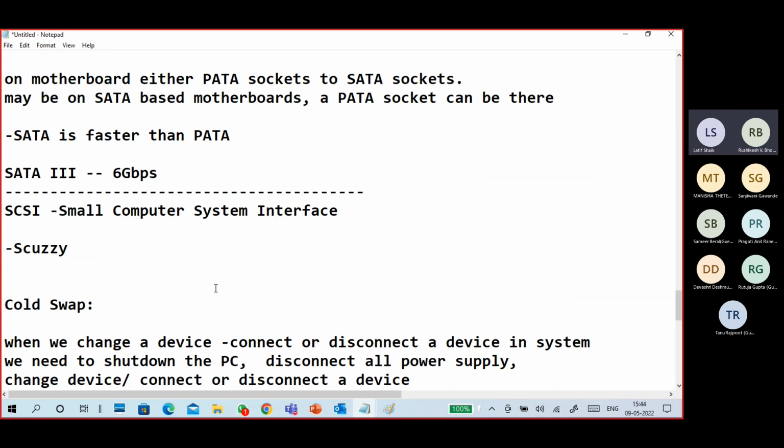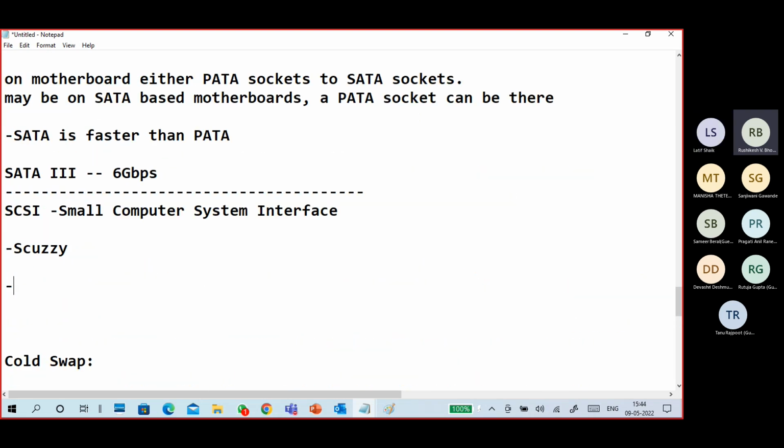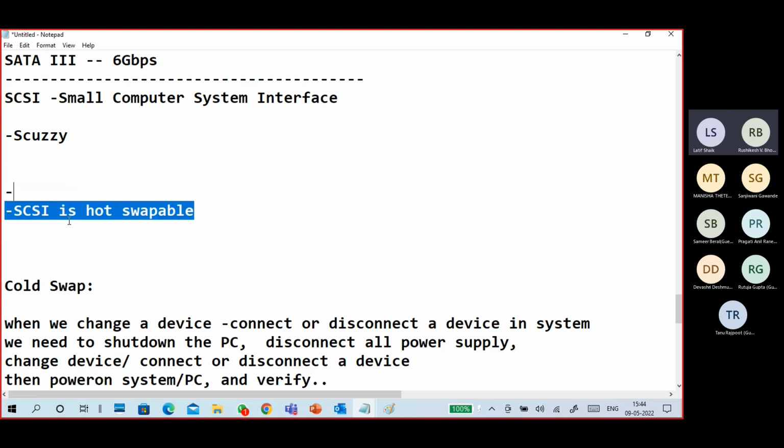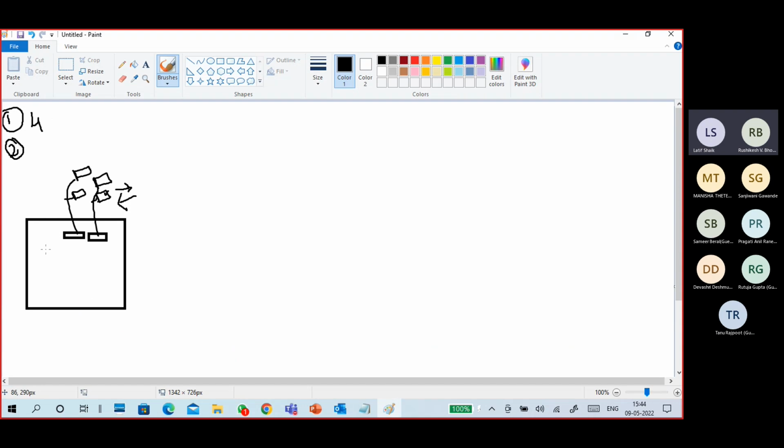The point here is SCSI is hot swappable. Number of devices. SCSI is hot swappable, I will come to SCSI; I have not yet come to SCSI. At present, SCSI is hot swappable. A normal hard disk is cold swappable.